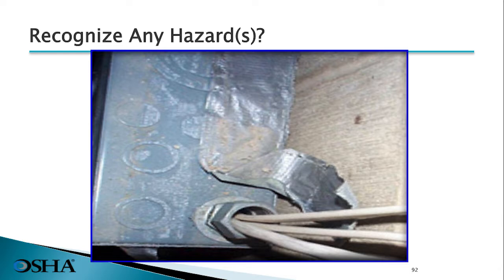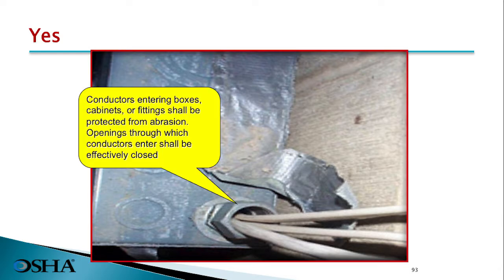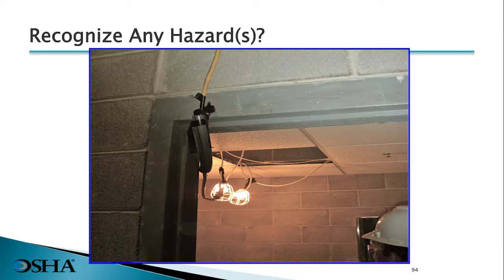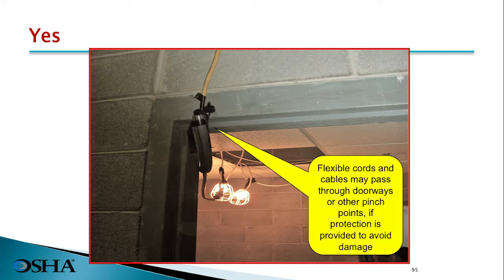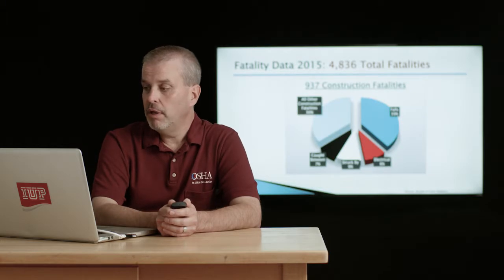Do you recognize any hazards at this job location? Here we have conductors entering boxes, cabinets, or fittings that are unprotected from abrasion. Do you recognize any hazards on this job site? Flexible cords and cables may pass through doorways or other pinch points only if the protection is provided to avoid damage.